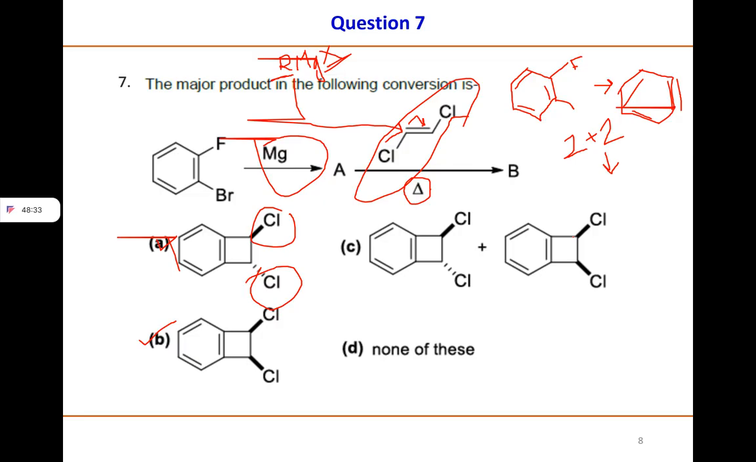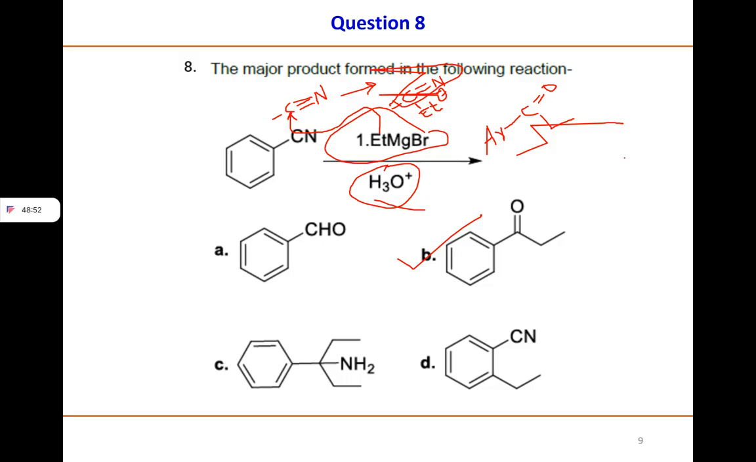Then we discussed one more example where the reaction is again going via a benzyne intermediate, followed by a 2+2 cycloaddition reaction. Because the reaction is a 2+2 cycloaddition in thermal condition, that's why it will give inversion of stereochemistry. So the correct answer is option number B.